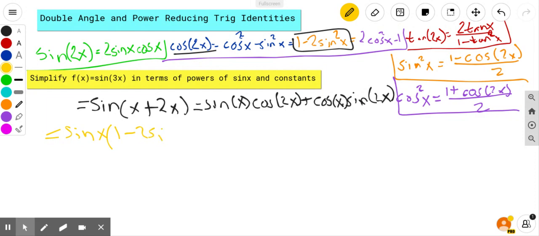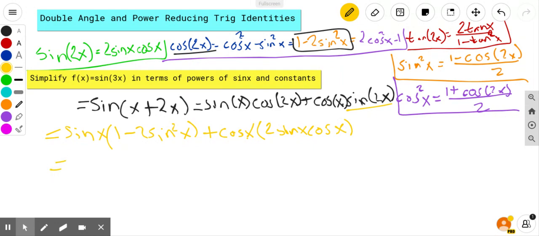There we go. Sine squared of x plus cosine of x times, and for sine of 2x, there's only one version I can use, so I get 2 sine of x cosine of x. All right. So I'm close, right? I've gotten rid of almost all the cosines that I had, so I'm just going to go ahead and multiply this out to see what I end up with.